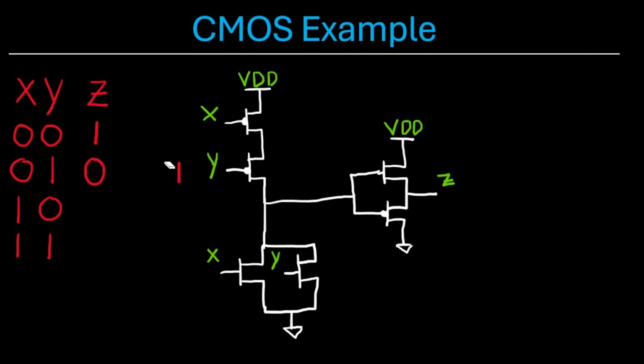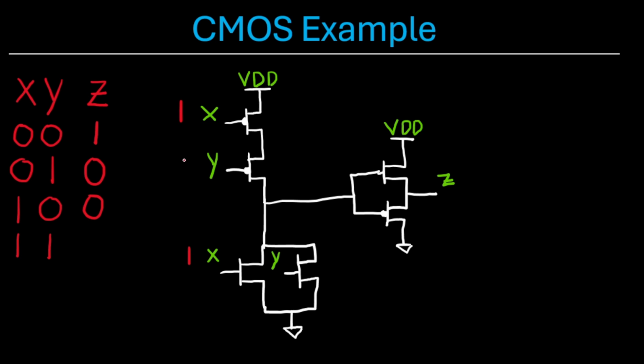Now on the flip side, for input 1, 0, this top PMOS up here is off, so no connection made there. However, this NMOS is on right here, which connects our ground to this node up here, going to the gate of these two transistors, thus turning on this PMOS, and that connects ground to our output Z, resulting in an output of 0.